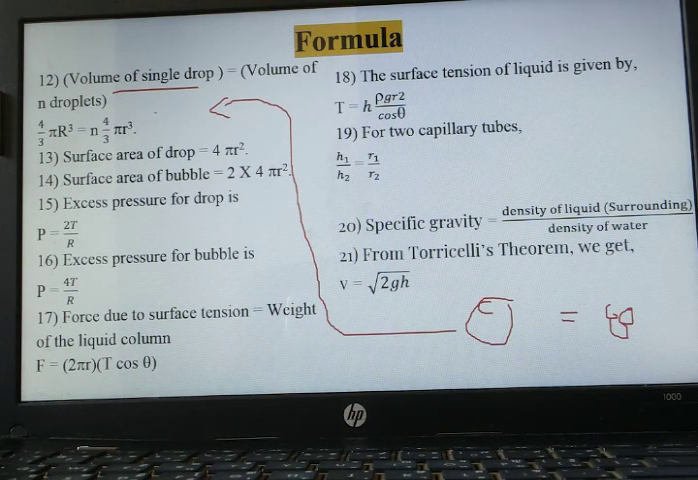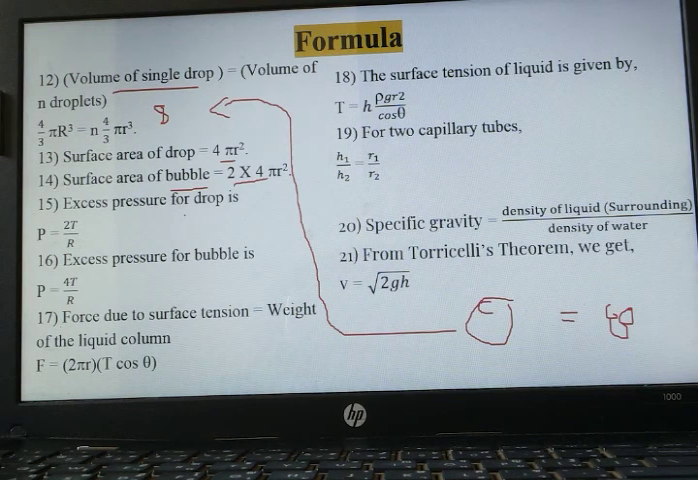Take for example, 8 droplets are combining and forming a single drop. So over here n's value will be 8. Surface area of a drop is given by 4 pi r square. For a bubble we consider 2 surfaces, so it will be 2 into 4 pi r square.